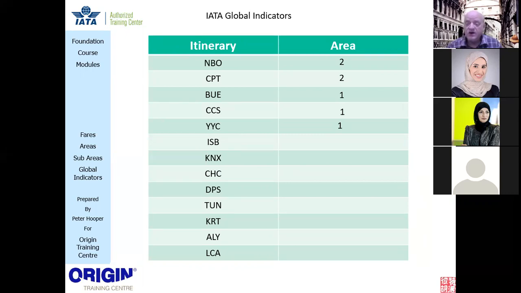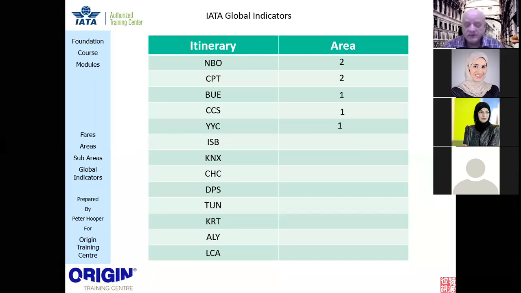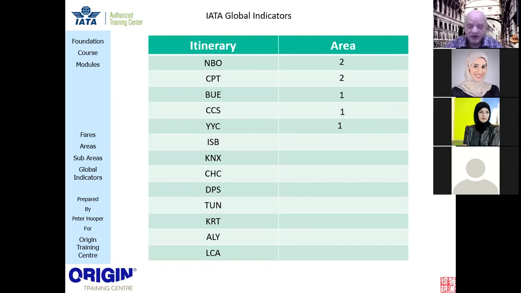Calgary, sort of in the middle of Canada, very famous for its cowboy festival called the Calgary Stampede. ISB. Islamabad. Well done. Islamabad in which country? Pakistan. So that would be area 2. Sorry, 3. Yes.